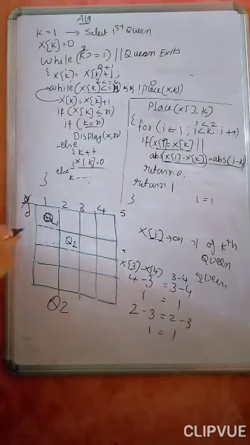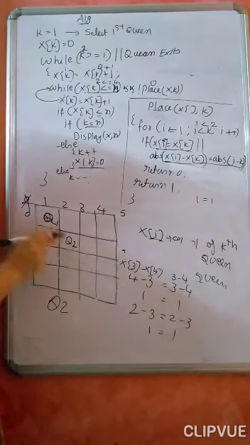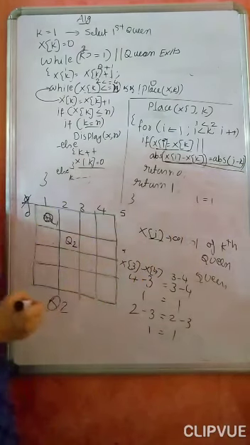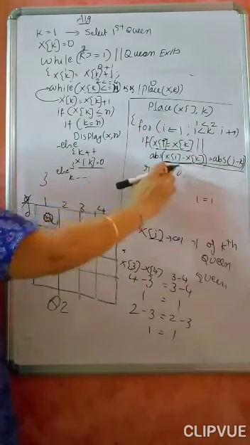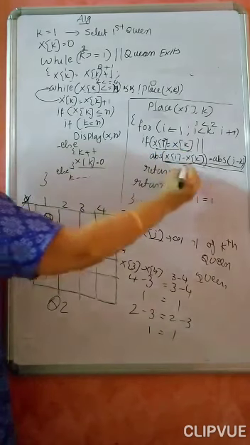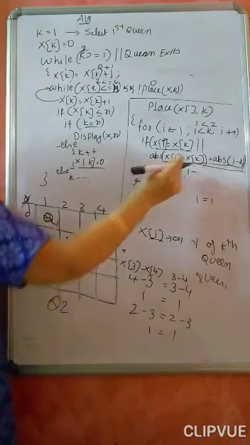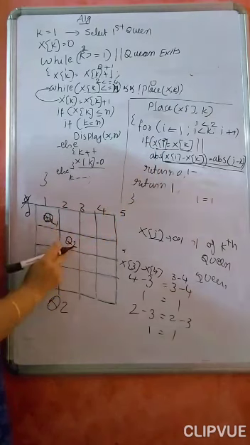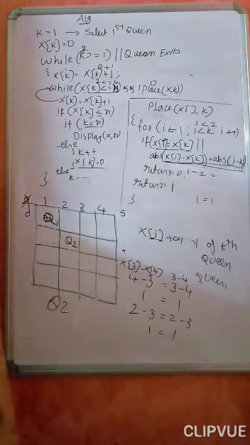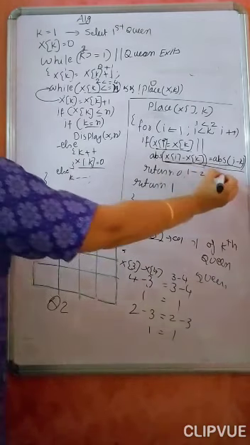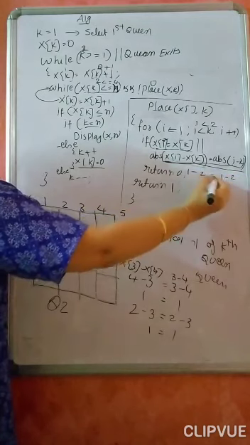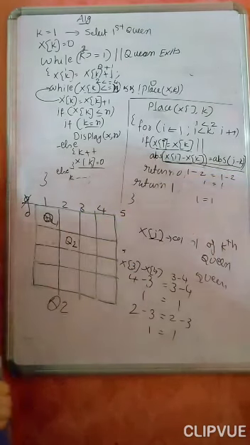When I call the place function, which attack is there now? Diagonal attack. Which is the condition checking for a diagonal attack? This one. So what is my i value? 1. Where is the first queen placed? First column. So 1 minus, where is the second queen placed? Second column. That is, i minus k. What is i? 1. k is 2. So 1 minus 2 is minus 1.